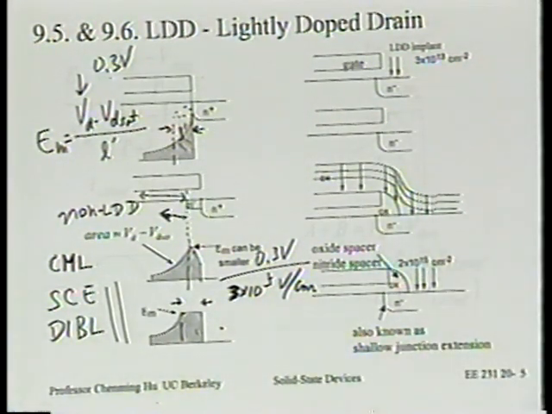So let's see. Why don't you do this and tell me your answer. 0.3 volt divided by 3 times 10 to the 5th. It's going to be a small number. That's good. What is it? What did you find?